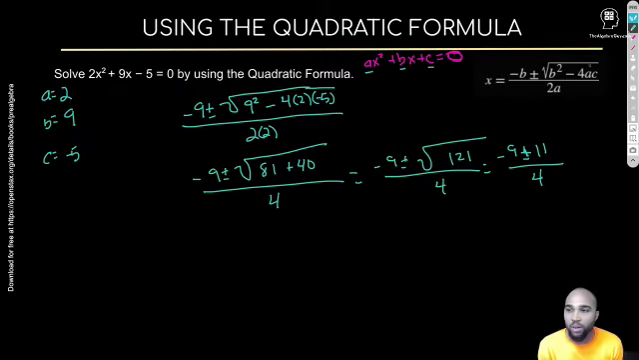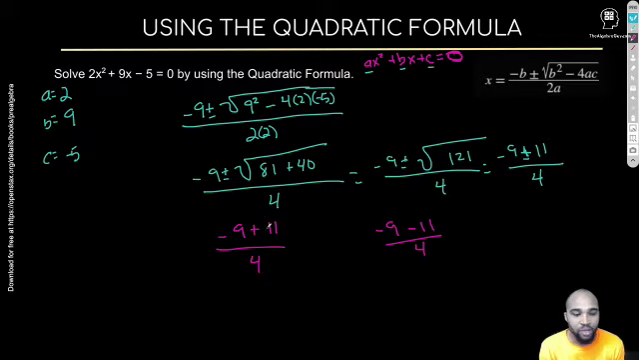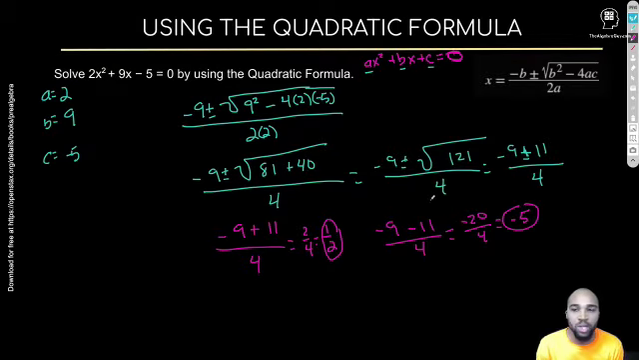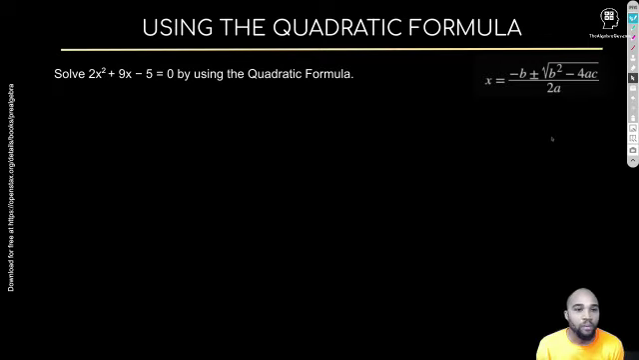So now I've got 2 problems, and I want to separate those 2 problems. I have negative 9 plus 11 divided by 4, and I have negative 9 minus 11 divided by 4. We want to get both of those solutions. Negative 9 plus 11 is 2. 2 over 4 gives us 1/2. So that's one of my solutions that I can find using the quadratic formula. The other is negative 20 over 4, which is going to give me a negative 5. So these are the 2 solutions that we can conclude by using the quadratic formula.